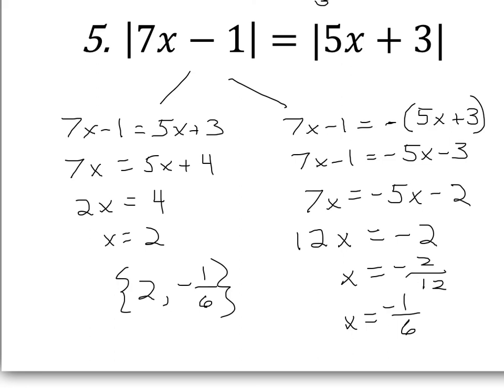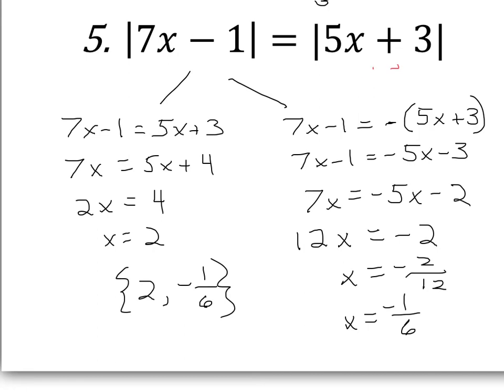Let's check our answer. If we use 2 for x, we have 7 times 2 is 14 minus 1. That's going to give us 13. And over here we're going to have 5 times 2 is 10 plus 3, and that's going to also give us 13, and the absolute value of 13 is 13, so that works.